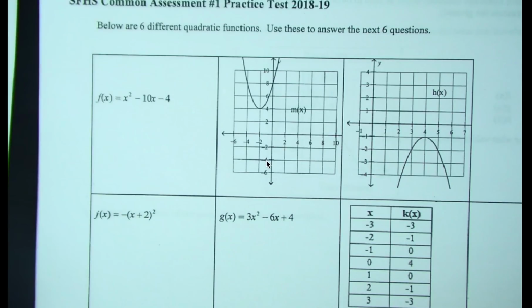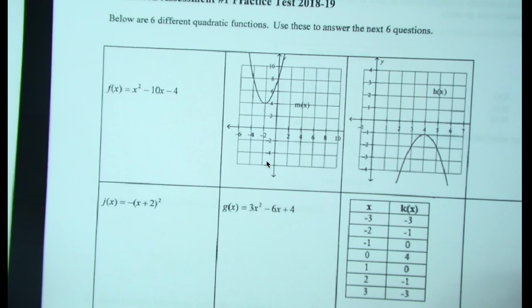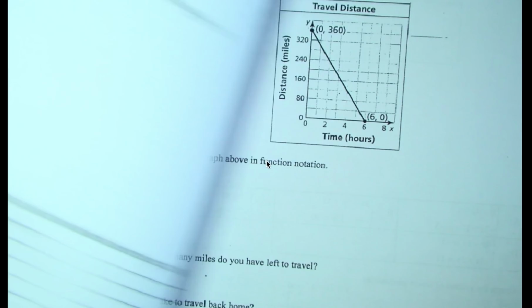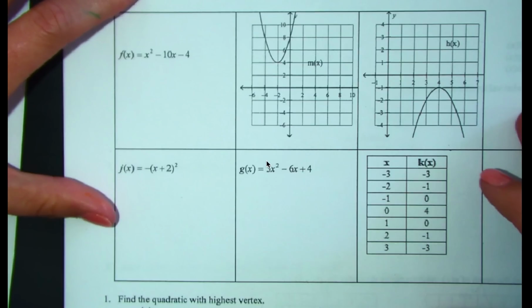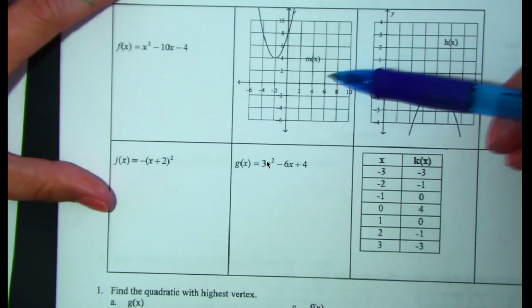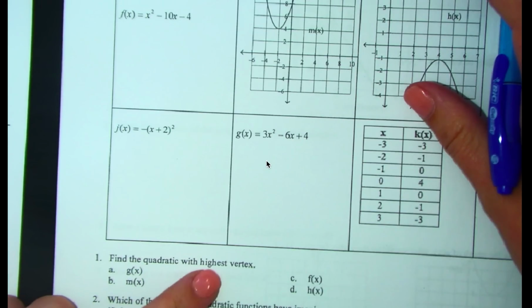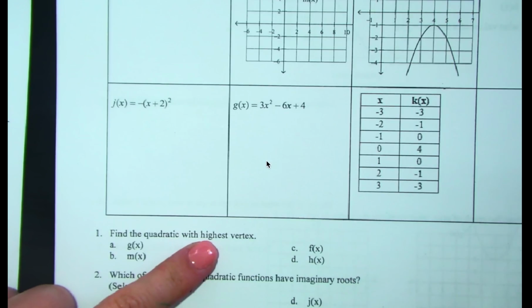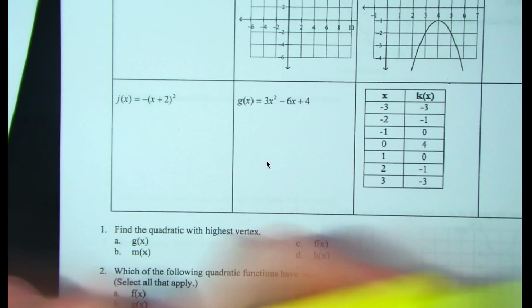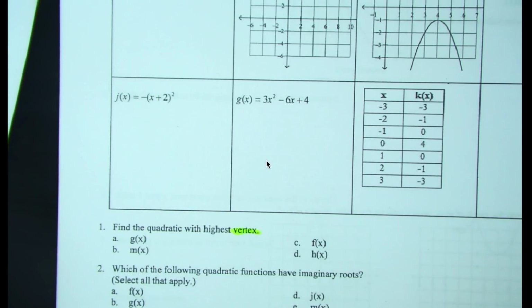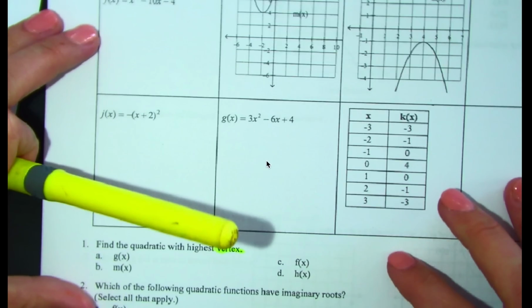Information that they give us in these 6 graphs are for the first 5 questions on this practice test. So we're going to need to know what to do with all of these. So the first question, we're going to find the quadratic with the highest vertex. So we need to remember what vertex means. Vertex is the very high point or very low point for the graph.